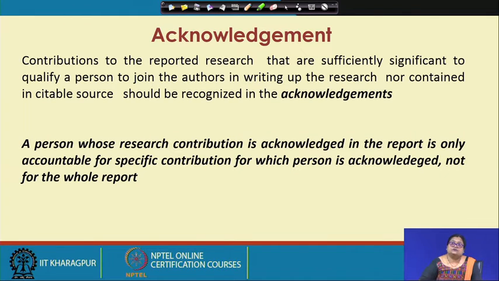Now, how is citation different from acknowledgement? Contributions to the reported research that are not sufficiently significant to qualify a person to join the authors in writing the research, nor contained in a citable source, should be recognized in acknowledgements. A person whose research contribution is acknowledged in the report is only accountable for the specific contribution for which the person is acknowledged, not for the whole report. So, we should be very specific about whom we are acknowledging for what kind of work, because that person is accountable for that specific contribution mentioned in the report.